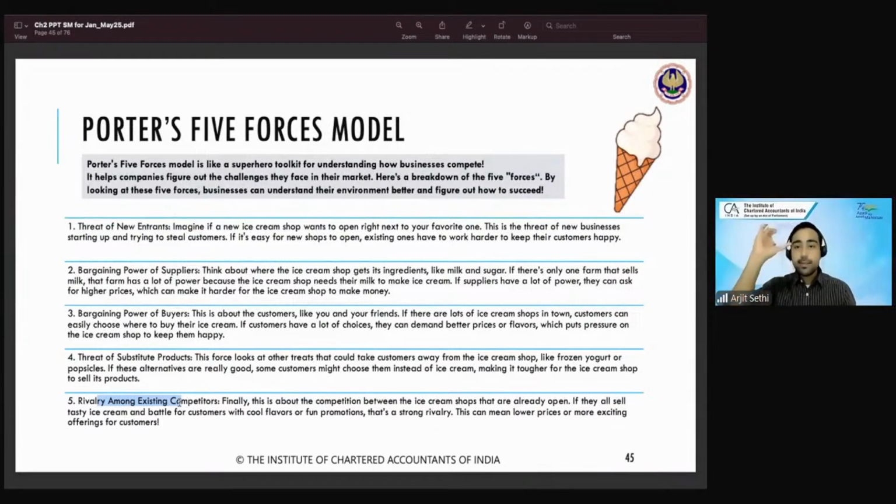So this is where we're going to learn that these are the pressures of competition, but how do you overcome that? How do you overcome that? Right? That's how you do it.